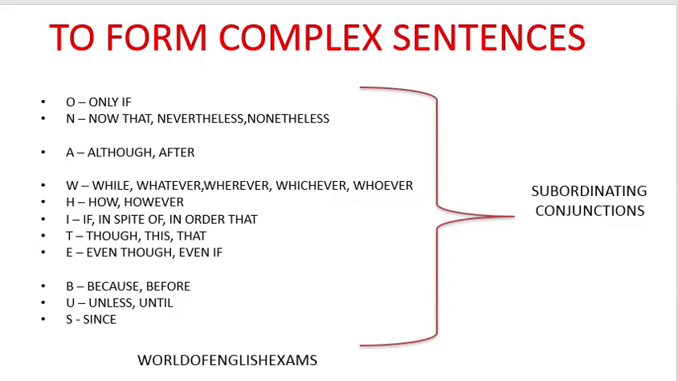O stands for only if, N stands for now that, nevertheless, nonetheless, A stands for although and after, W is for while, whereas, whatever, wherever, whichever, whoever, what, when, where, all such interrogative pronouns would come under this. Then H stands for how and however. I stands for if, in spite of, in order that. And T is for though, this, that. Then E stands for even though and even if. B is for because and before. U, unless and until. Finally, S is since.